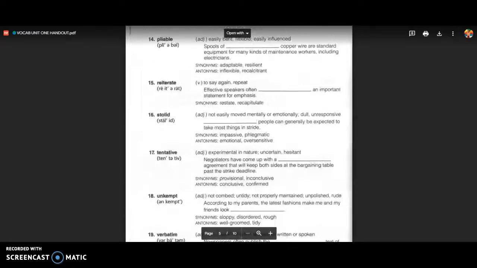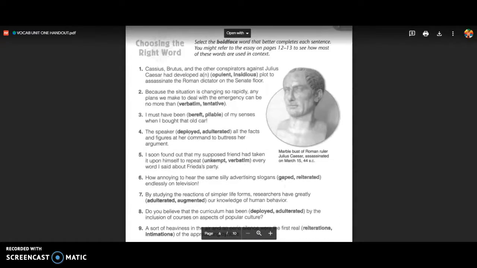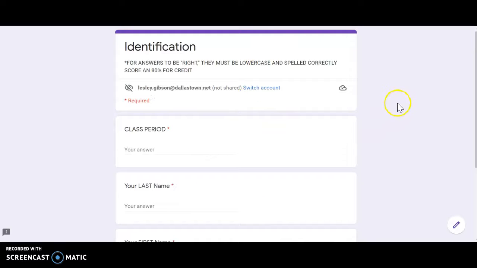So what you're going to do is put your answers between opulent and insidious, verbatim, tentative, etc. into this form, okay? Please let me know if you're having any difficulty with this, but everything should be working the way it is supposed to be.